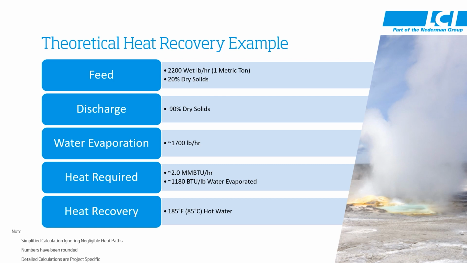Now that we've talked about where we can recover heat, let's go through a theoretical heat recovery example. In this example, I have simplified the calculations and rounded some numbers, and for a detailed calculation, we have to use project-specific parameters. In this example, we're going to feed to the dryer 2,200 wet pounds an hour at 20% dry solids, and we're going to dry that to 90% dry solids. That works out to around 1,700 pounds an hour of water evaporation and will require about 2 million BTUs per hour. This equates to an energy usage of around 1,180 BTUs per pound of water evaporated. And in this example, we're going to recover heat in the form of hot water at around 185 degrees Fahrenheit.